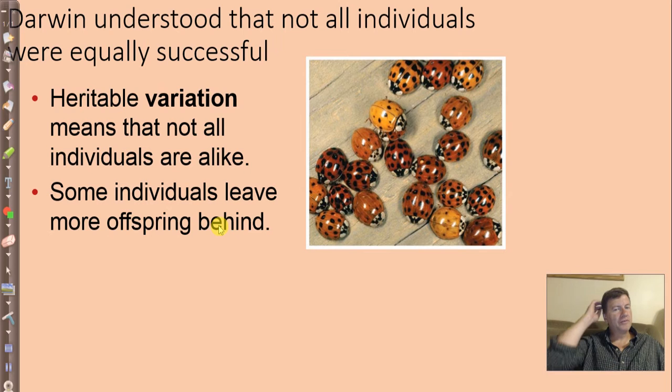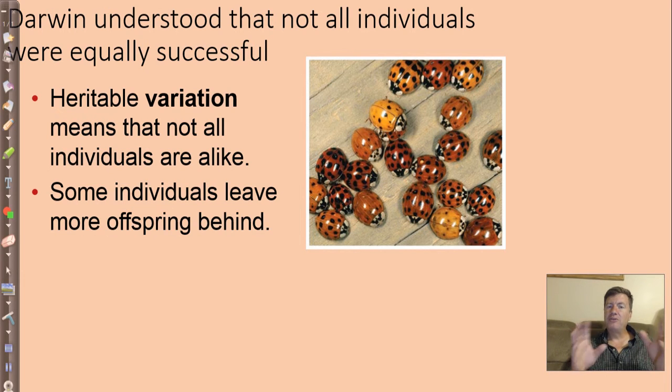Okay, well, then he also understood that individuals were not equally successful. Not every one of us is going to be a fast runner, or going to have 20/20 vision, or perfect hearing, or going to avoid disease. There's individual variation. Some of that variation is heritable. That is, it's variation that's passed from parents to offspring. Some individuals leave more offspring behind than others.